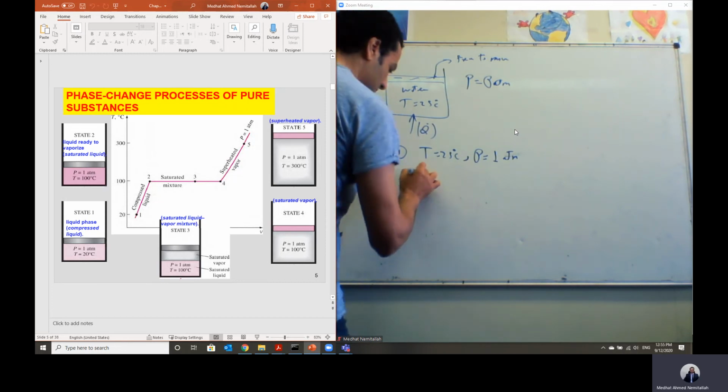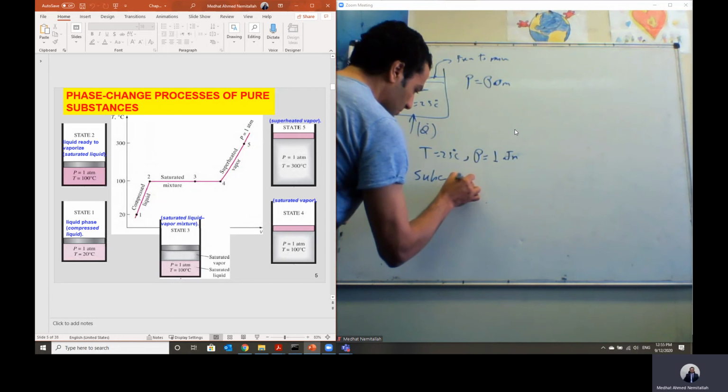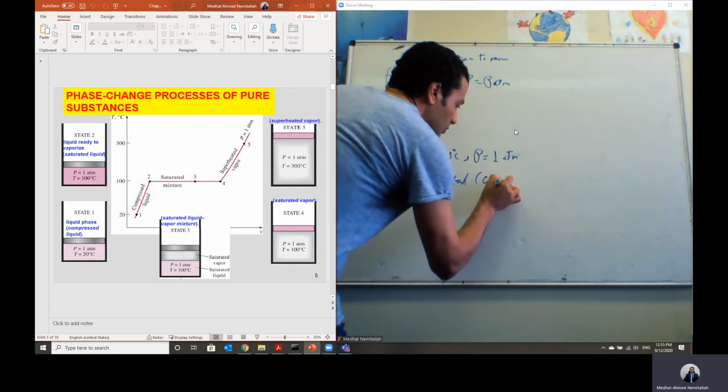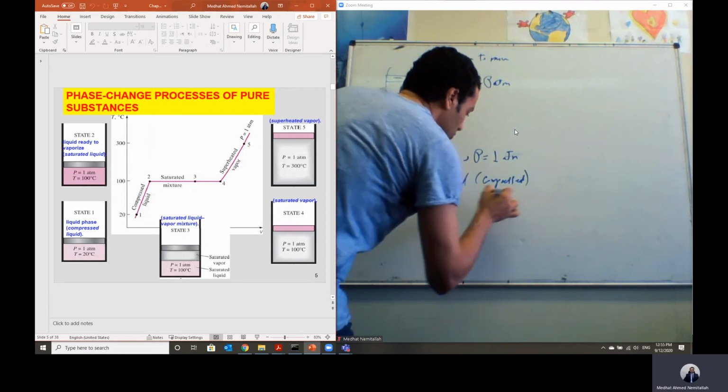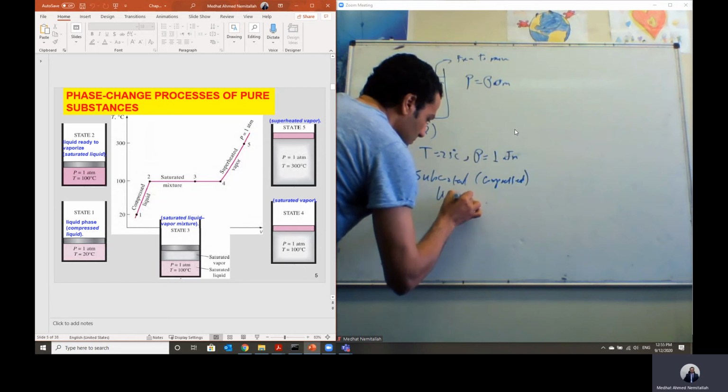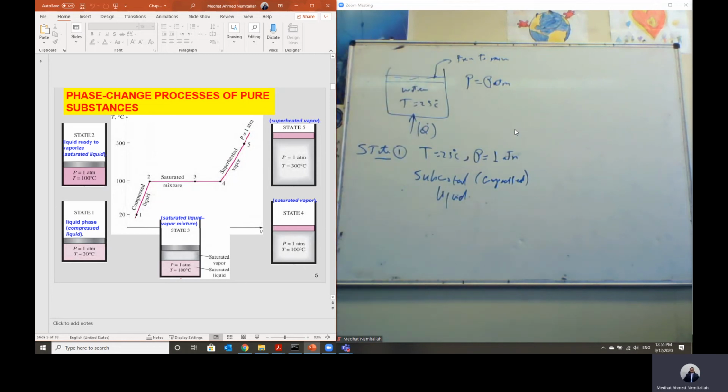So it is called subcooled. The state of water is called subcooled, or we call it compressed liquid in this case. Okay.